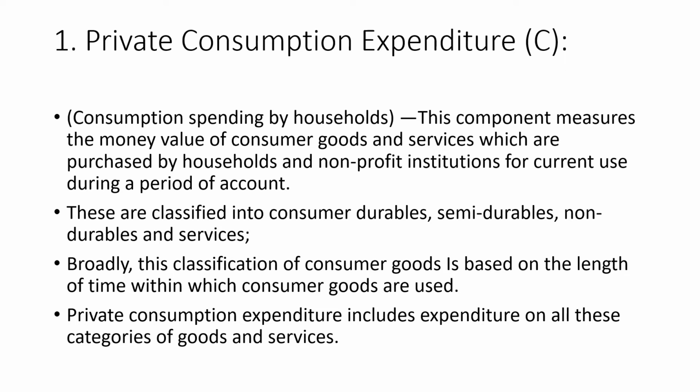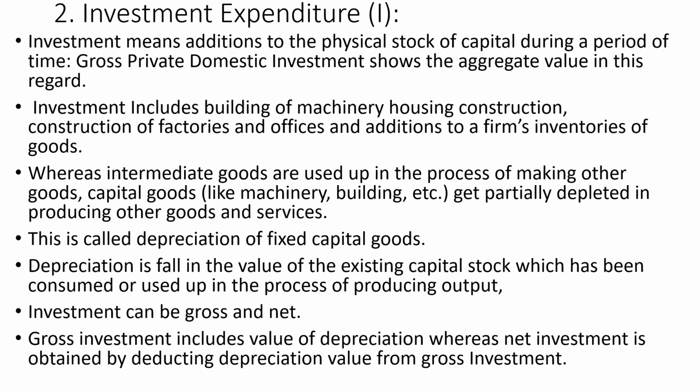These private consumption expenditures are classified into expenditure on consumer durables, expenditure on semi-durables, non-durables, and services. This classification of consumer goods is based on the length of time for which consumer goods are used. Private consumption expenditure includes expenditure on all these categories of goods and services.